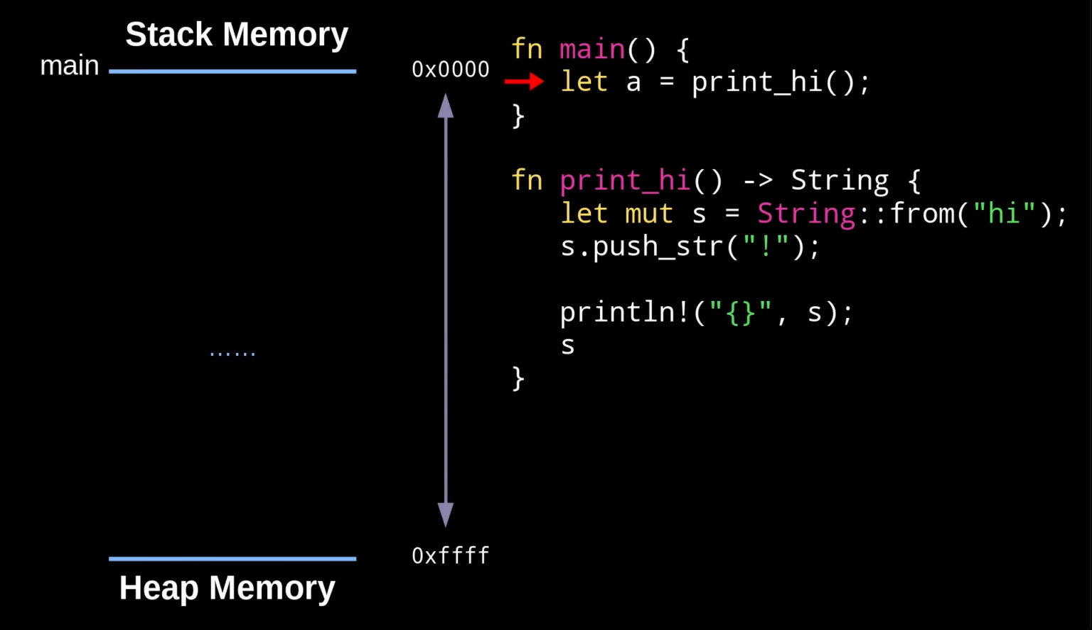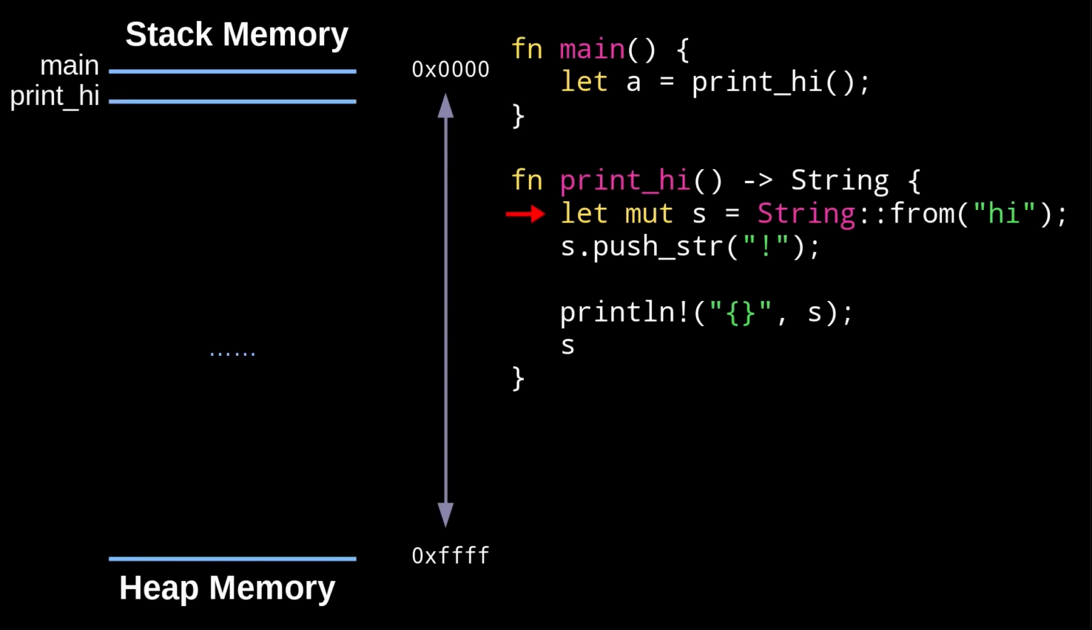So in this program, we have our main function, and we call the print_hi function and assign its return value to a. Inside our print_hi function, we allocate a string with the value "hi" and assign its owner as s. Then we mutate our string by adding an exclamation mark to it. Finally, we print it out and return s.